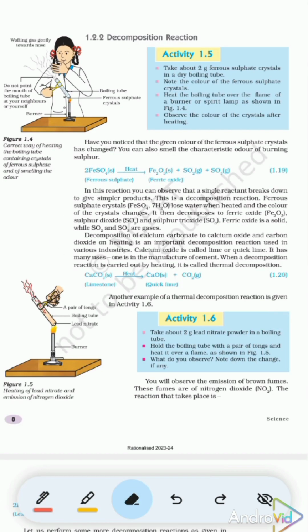Moving on, the second type of chemical reaction is 1.2.2, which is given as decomposition reaction. Let us perform activity 1.5 to get to know about decomposition reaction in detail. So we have to take about 2 grams of ferrous sulfate crystals in a dry boiling tube. Note that the color of the ferrous sulfate crystals would be bluish.